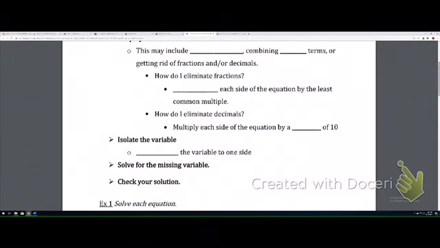Then you're going to ask, how do I eliminate decimals? This you're going to do by multiplying each side of the equation by a multiple of 10. Once we've simplified each side, we're going to isolate the variable. That means we're going to move the variable to one side. We'll go over this in just a second in the example. Once we've got the variables moved to one side, we're going to solve for the missing variable and check your solution. So to do all this, we're going to go through our first example problem.